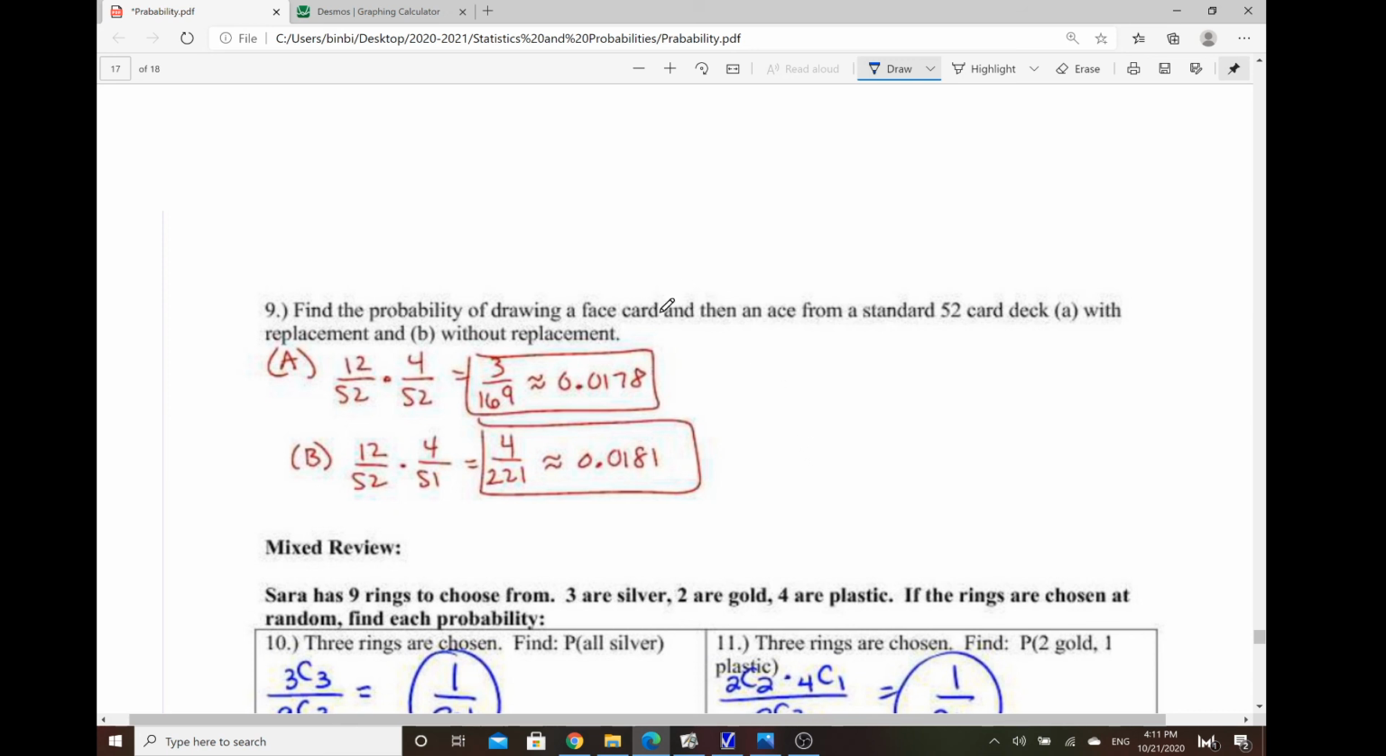Again, drawing a face card, then an ace card from the standard deck. For the face card, we have 12 of them. Without replacing it, for the ace card we still have 4 left. So 4 over 51.